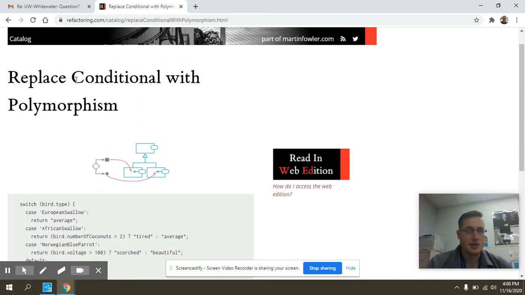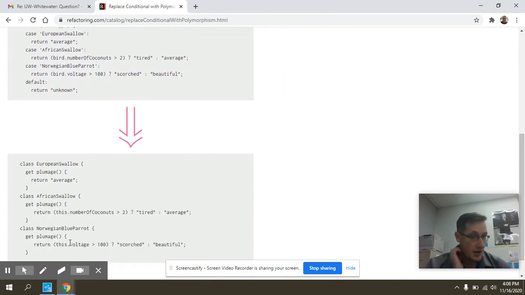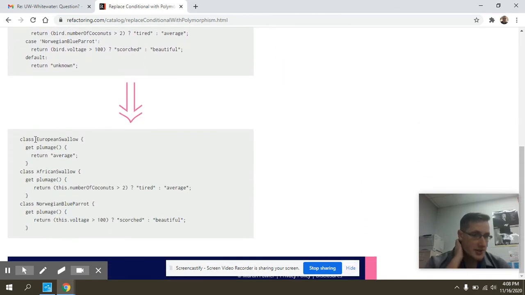So that's conditional. Now I hear the term polymorphism, and at this point I should know polymorphism means it's a single method that can do different things in different classes in my program. So I have different types of birds. If I scroll down to the other section, these same types of birds I saw above are in their own class. Now each class has a method with the same name, plumage. All right. Each plumage does its own thing based on the class it's in.